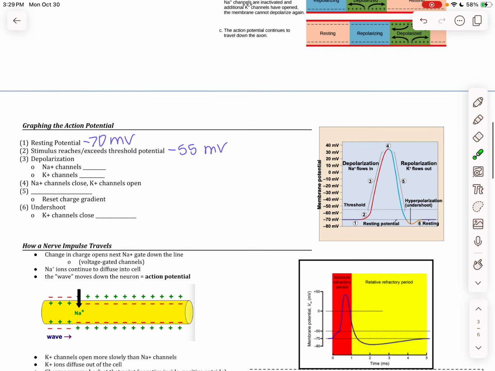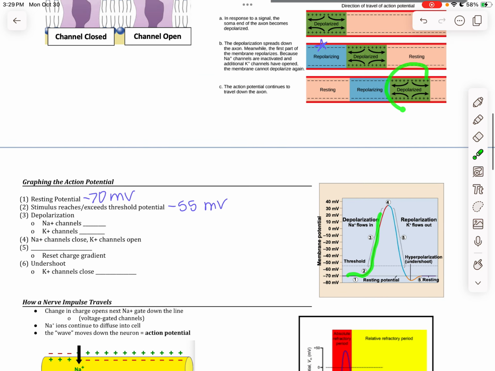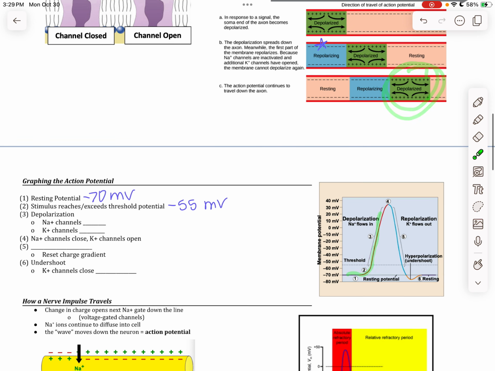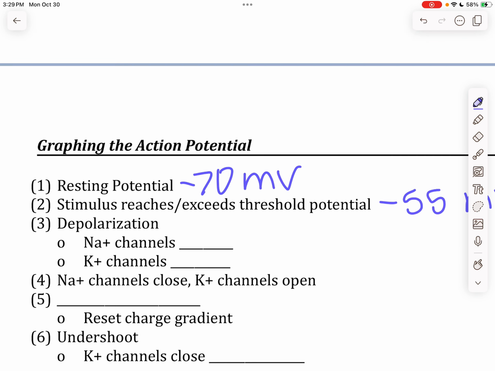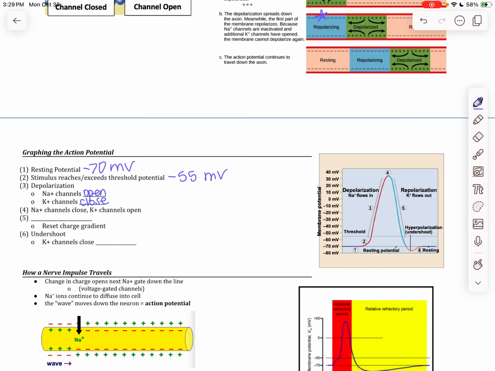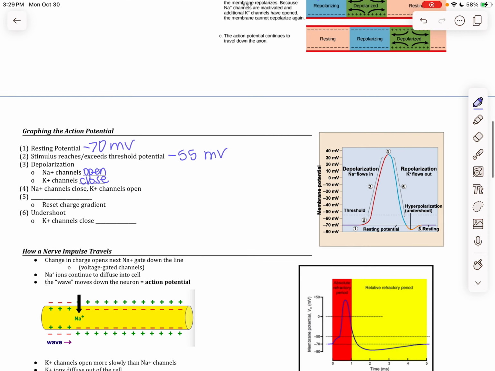So what happens is when the wave gets to the part of the neuron, it's called depolarization. So this part here. That means that the sodium channels are opening and the potassium channels close during this time. At that point, our membrane is positive inside, depolarization, and that is the action potential arriving at our spot.